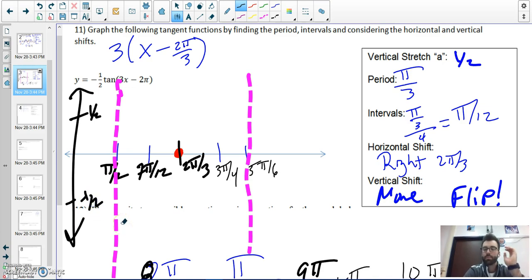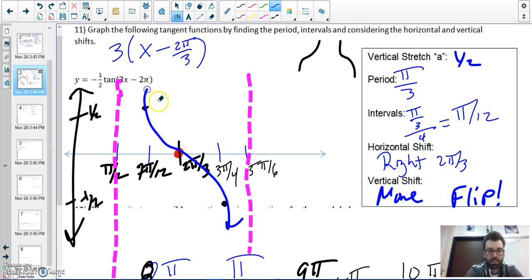Remember, tangent goes up and down, or down and up. So my curve is either going to look like that or like that. If I want the negative, it'll look like this. So I'll make a dot. My negative tangent starts up at my maximum and goes to the minimum, so it starts to fall. There's our tangent graph.